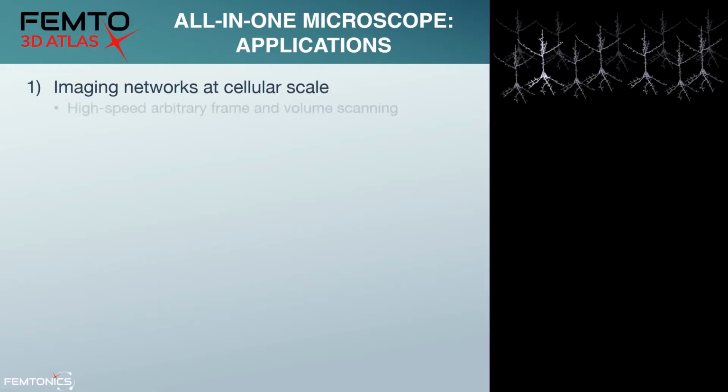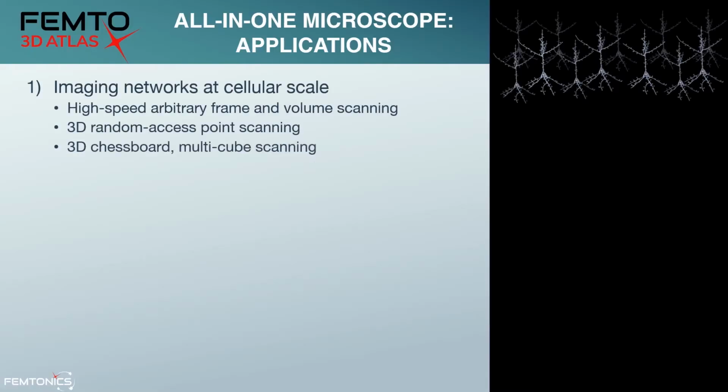This webinar is structured along the main features of FEMTO3D Atlas. I will guide you through each scan mode and illustrate their value to scientific discovery by summarizing high-profile publications that use FEMTO3D Atlas. In the first part, I will show you how this product can give you an advantage in imaging at the network level at cellular scale via high-speed arbitrary frame and volume scanning, 3D random access point scanning, 3D chessboard, and multi-cube scanning.